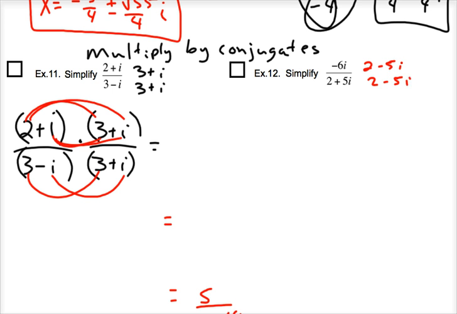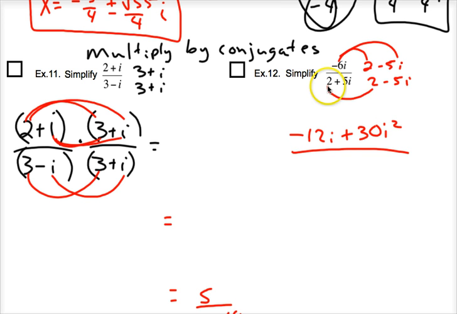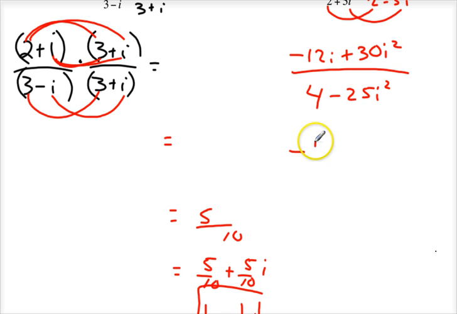Distribute the top, you get negative 12i plus 30i squared. On the bottom, you'd have 4 minus 25i squared. The middles would cancel. The 10i and negative 10i would cancel. Let's simplify the i squareds. I'd have negative 12i minus 30 on top, plus 30i squared minus 30. And on the bottom, I'd have 4 plus 25, negative 25i squared plus 25.